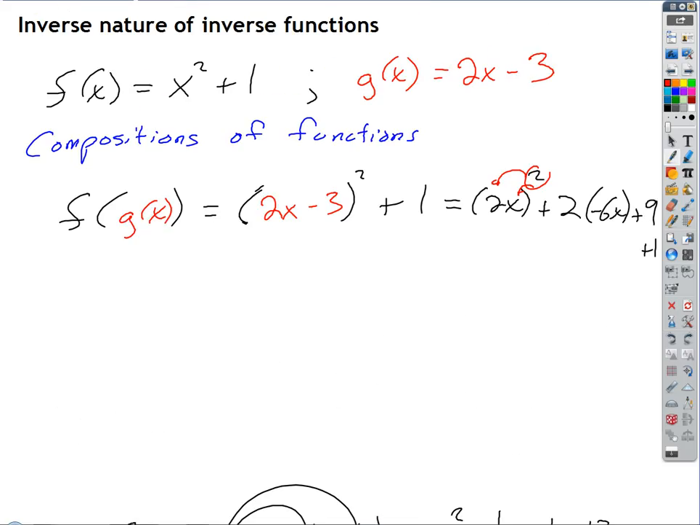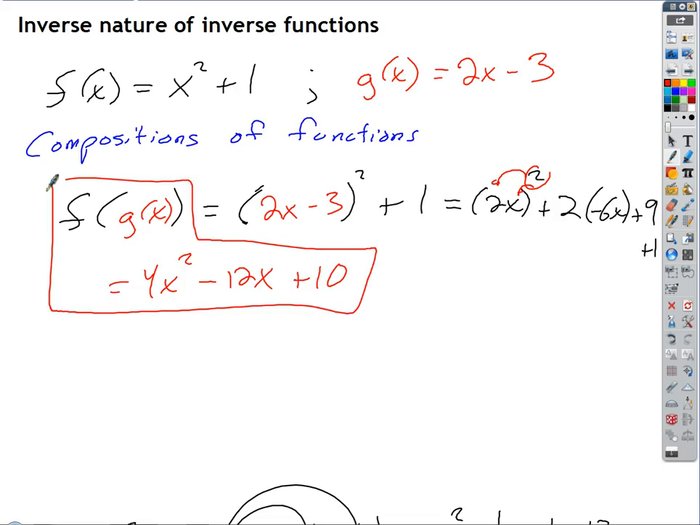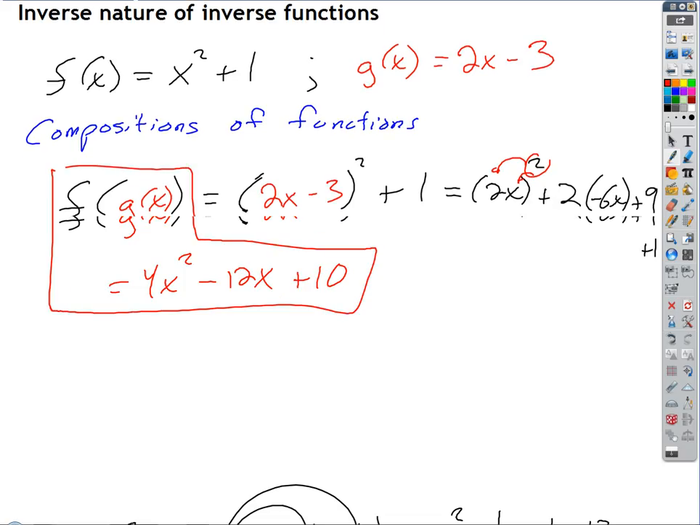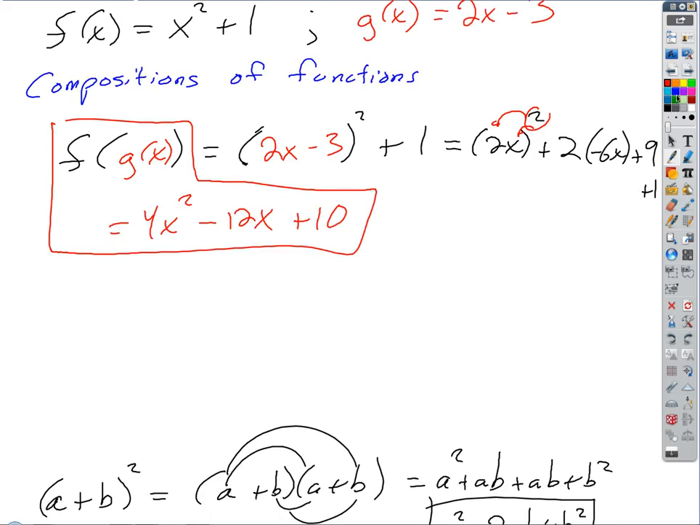Okay, so then we end up with, what do we get, 4x squared plus, what does it be, minus 12x, everybody agree? Plus 10, that's f of g of x. Okay, now let's flip this around. Now let's do g of f of x.